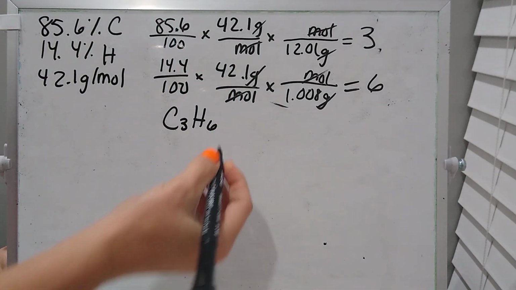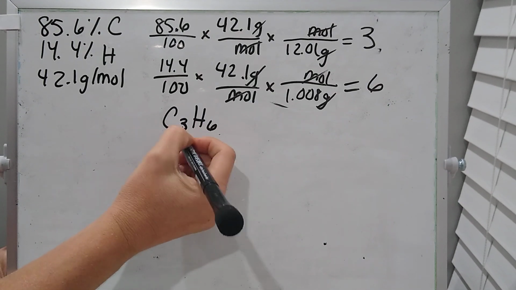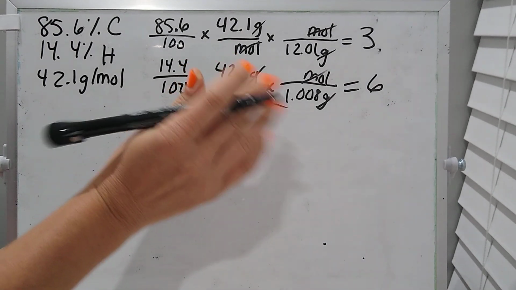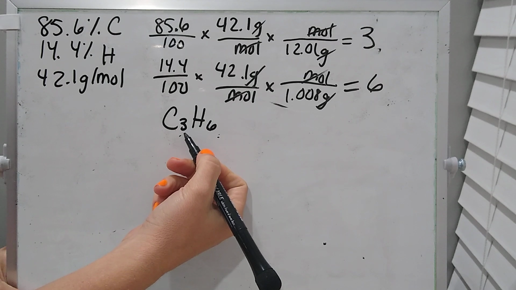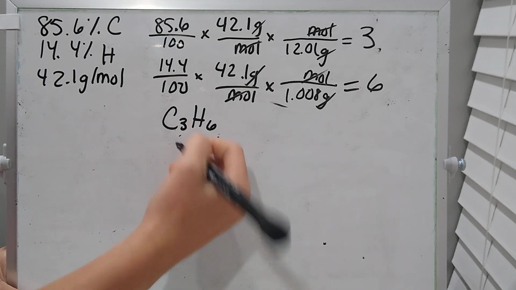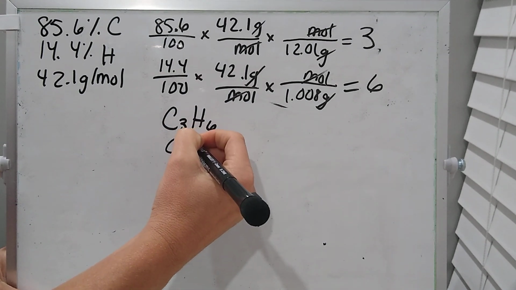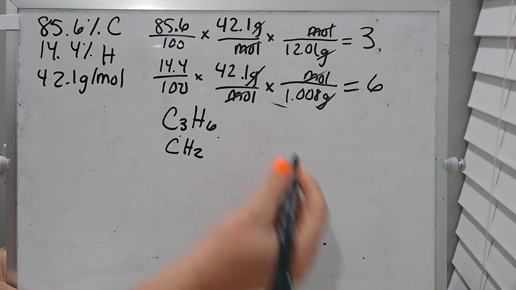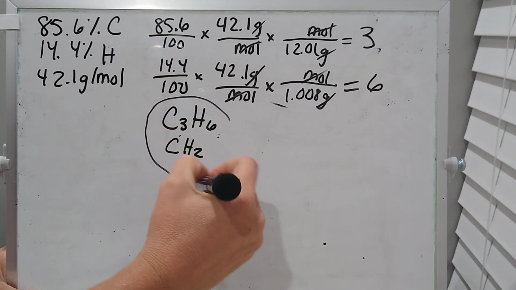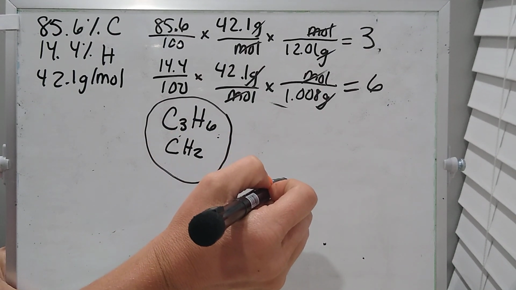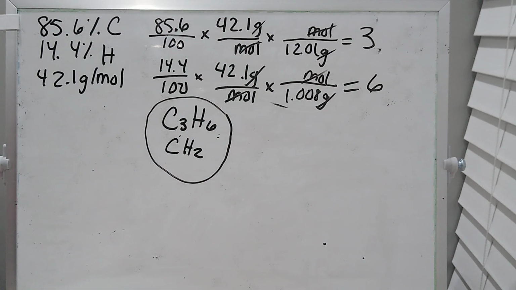All you have to do is simplify these subscripts as much as you can. 3 can be divided by 3, 6 can be divided by 3. So you end up with 1 carbon and 2 hydrogen. So there you go. You got your molecular formula and your empirical formula. Pick whichever way is easiest for you, and good luck.